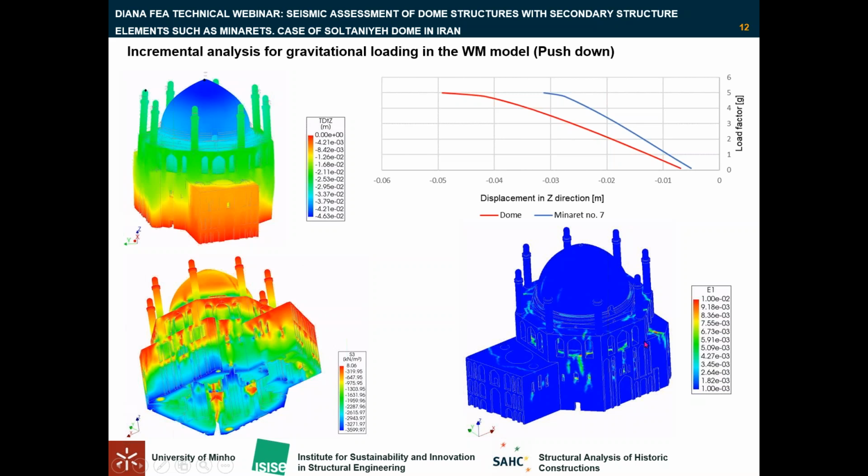Over the past few decades, several restoration works have been performed on the structure in order to mitigate the presence of damages. Nonetheless, the damage pattern identified due to the incremental gravitational loading is representative of the damages observed in the recorded documents of the building. And we can see in the documents that severe restorations have been placed in the gallery in this part. So it means that in the past, this part has been faced with severe damages.